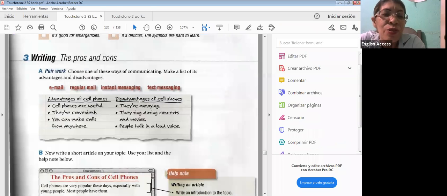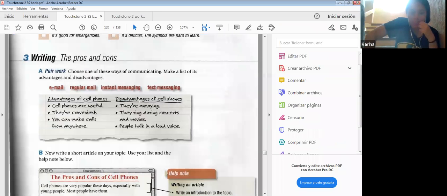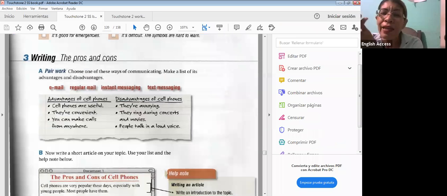It says choose one of these ways of communicating. Make a list of its advantages and disadvantages. So as you can see here, we have 4 ways of communication. We have email, regular mail, instant messaging, and text messaging. Okay. So here in this paragraph, they are discussing the pros and cons of cell phones.